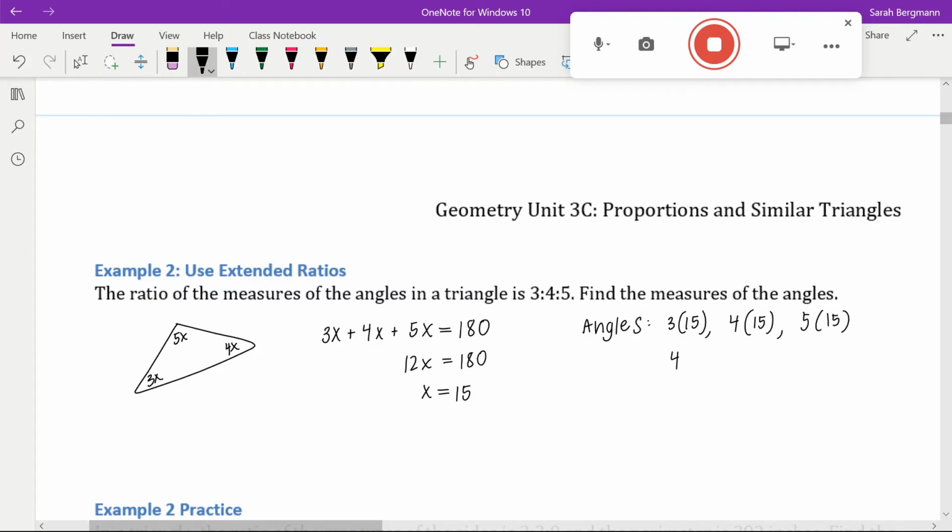I can simplify each of these: 45 degrees, 60 degrees, and 75 degrees should be my angle measures. How could I check this answer? Well, I could make sure, do these three angles add up to 180? Sure enough, they do.